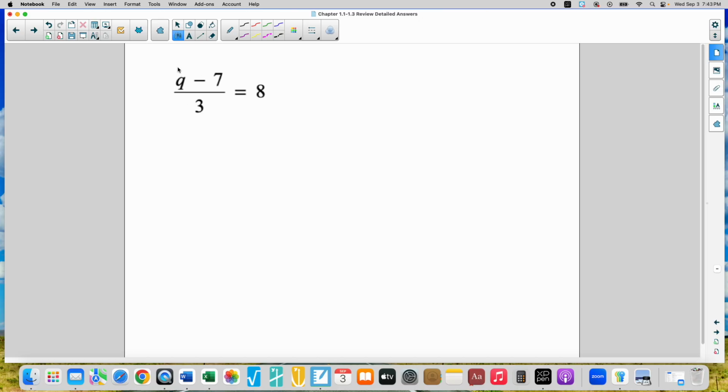Because these two things are together, this is called a vinculum. And this 3 is underneath both of them. Important idea to understand: Q minus 7 over 3 is equal to Q over 3 minus 7 over 3. That 3 is under the Q and it's under the negative 7. That's what it really looks like.